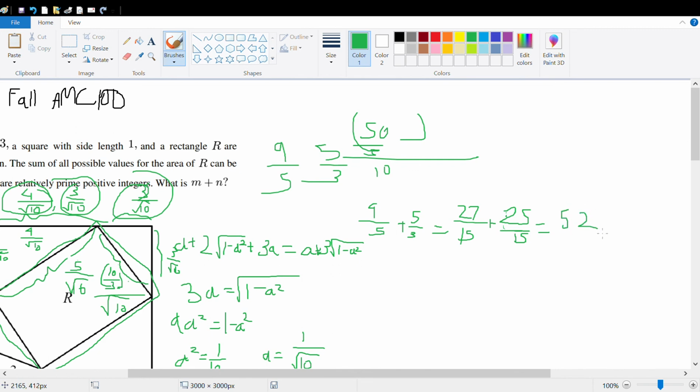This is going to be 52 over 15. And the question asks for m add n. So we have, I can't find the mouse pointer. Okay, 52 add 15 is 67.